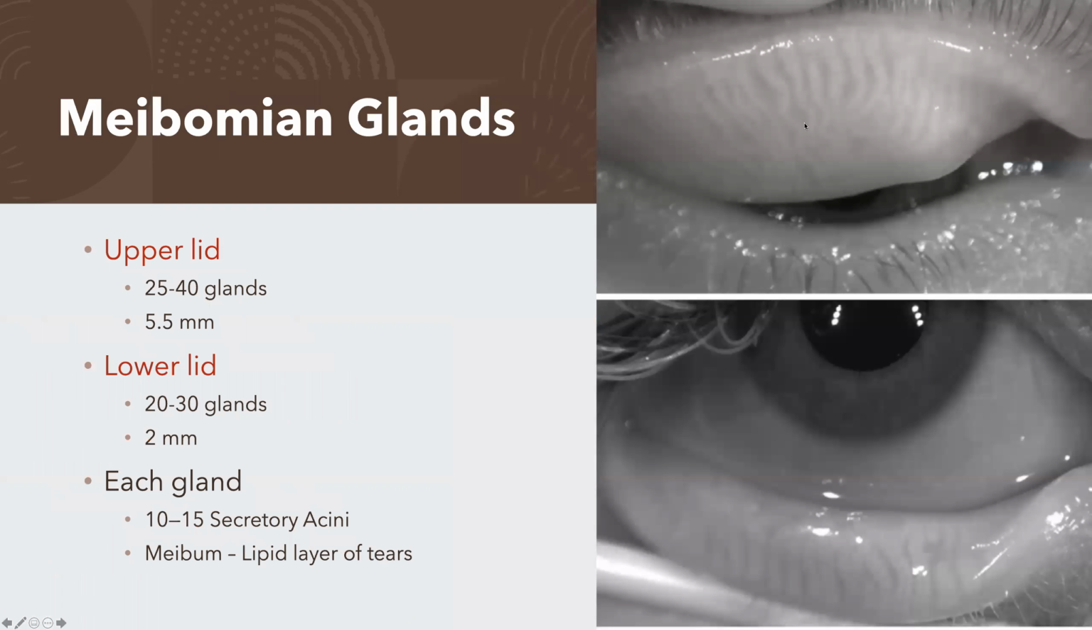So if you see here, in the upper lid, there are 25 to 40 meibomian glands, and in the lower lid, there are 20 to 30 glands. In the upper lid, the length is almost 5.5 millimeters, and in the lower lid, it is only 2 millimeters. Again, each of these glands, if you closely observe here, have 10 to 15 secretory acini, which secrete the meibum that forms an important component of the lipid layer of our tears.